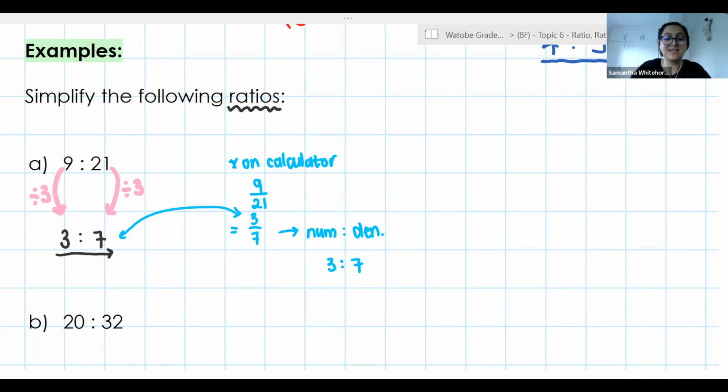Remember, we always want it as simple as possible. So once you've simplified, double check whether or not you can divide your values again. Because if it isn't as simple as possible, then unfortunately, again, you haven't fully simplified.